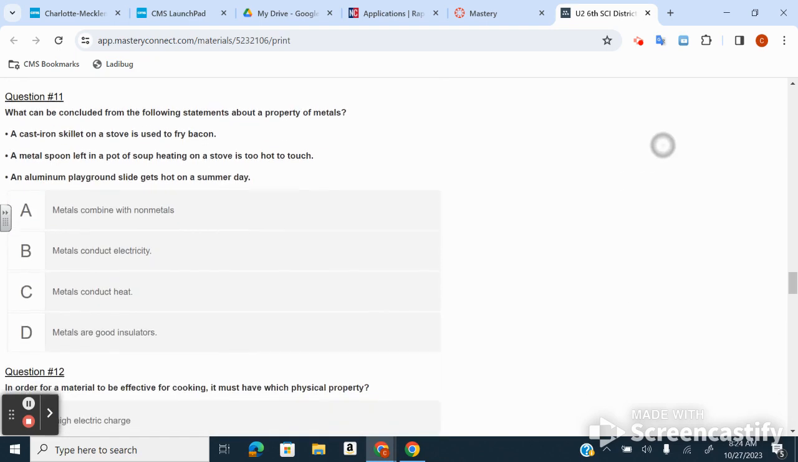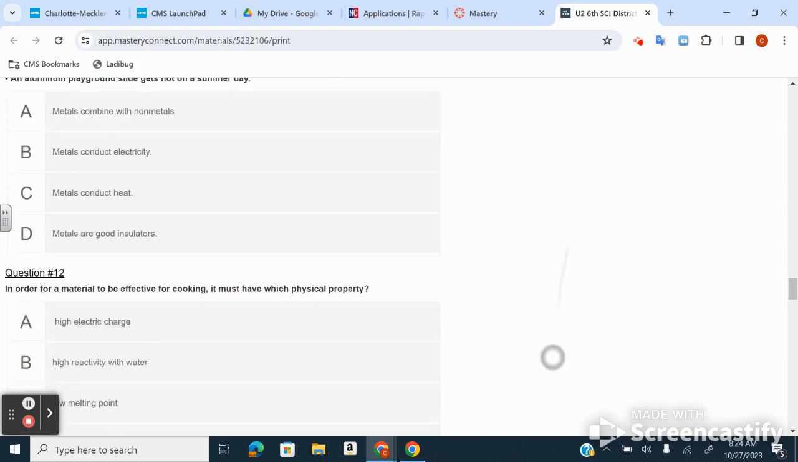Question number 11. What can be concluded from the following statements about a property of metals? A cast iron skillet on a stove is used to fry bacon. A metal spoon left in a pot of soup heating on a stove is too hot to touch. An aluminum playground slide gets hot on a summer day. A. Metals combine with nonmetals. B. Metals conduct electricity. C. Metals conduct heat. D. Metals are good insulators.